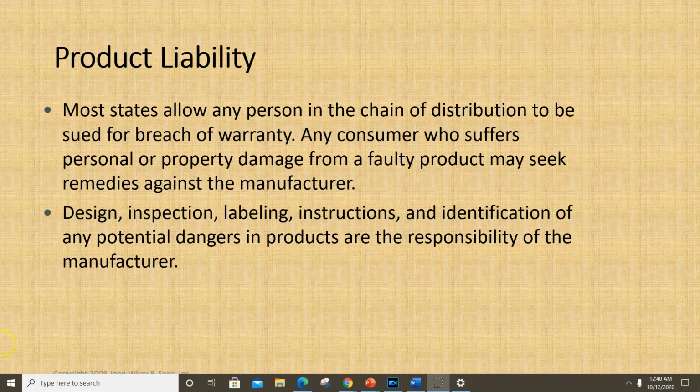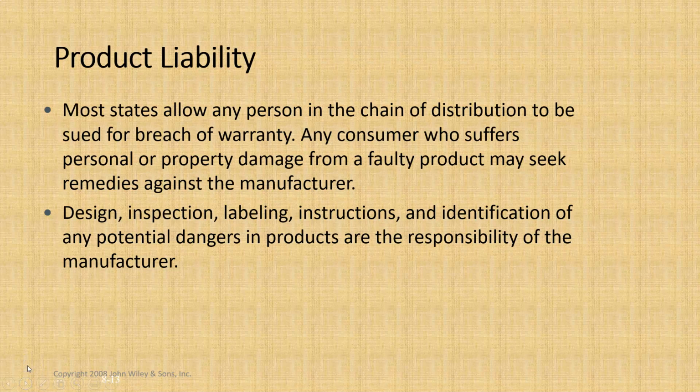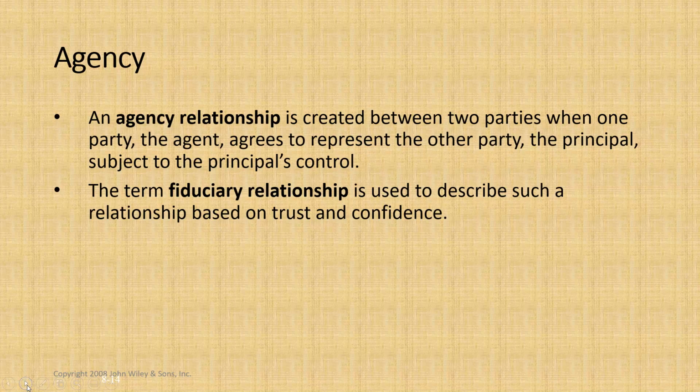Now, let's talk about product liability. Most states allow any person in the chain of distribution to be sued for breach of warranty. So any person who suffers, for example, personal or property damage from a product that did not meet the expectations can potentially sue. There are so many lawsuits out there regarding this, but just to give you an idea to watch out for this, because it may be something that you have to be thinking about if you're building a product or if you're building a service that doesn't meet expectation.